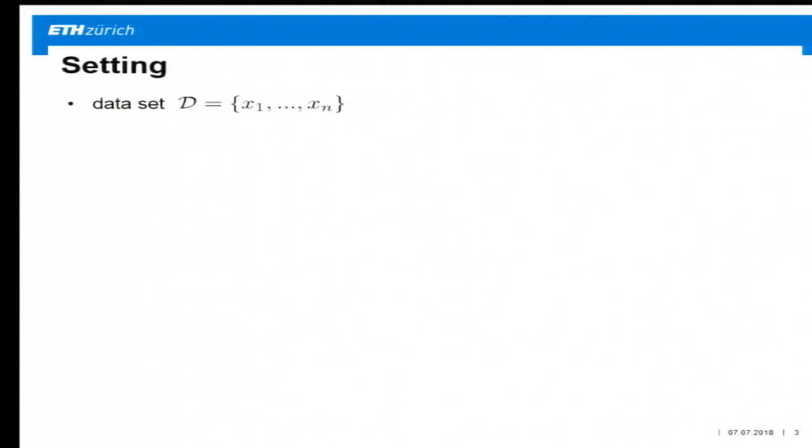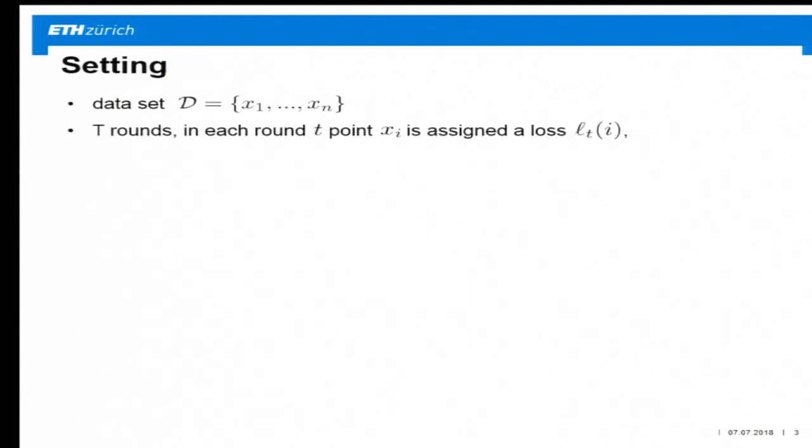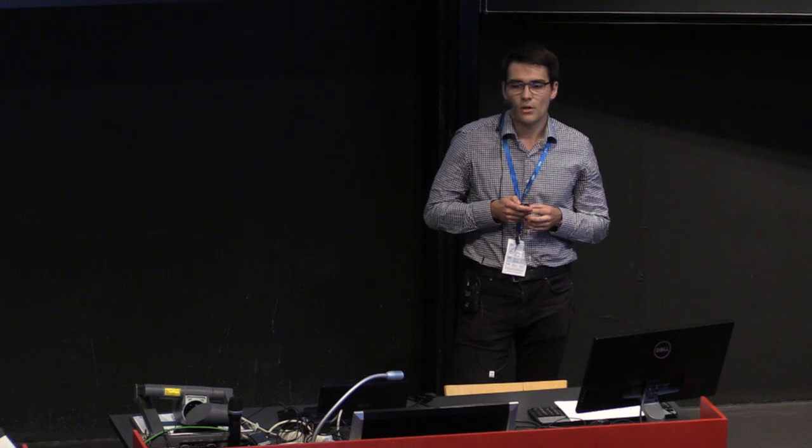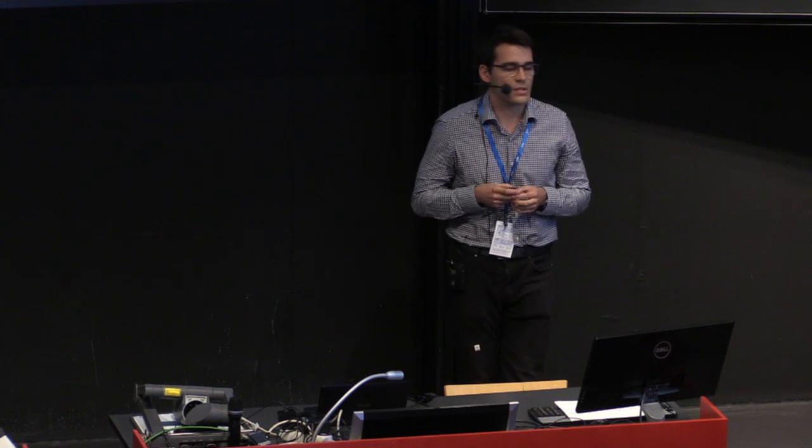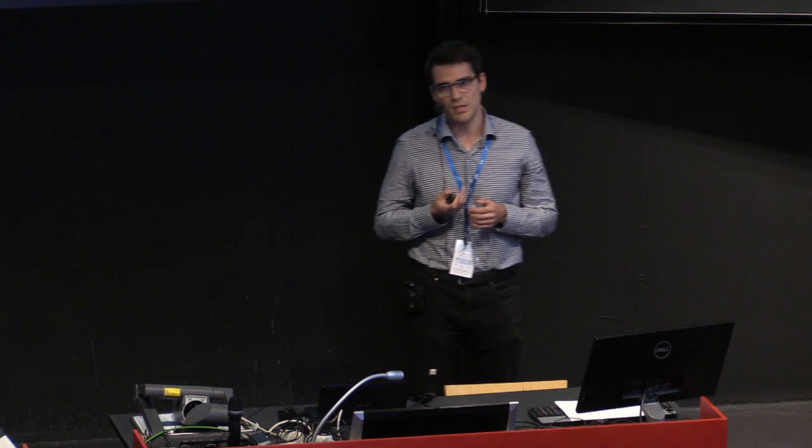The setting is as follows. We have a data set consisting of n points. We consider T rounds. In each round t, a point x_i gets assigned a loss l_t(i). We want to estimate the expected loss. According to importance sampling, we could have chosen, instead of the uniform sampling distribution, any sampling distribution.